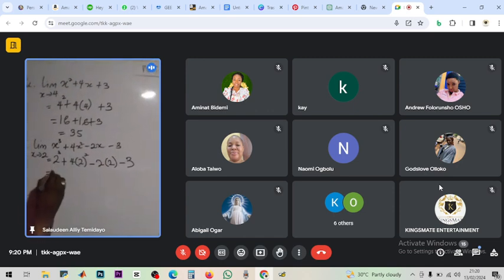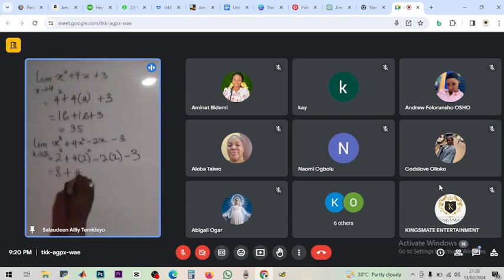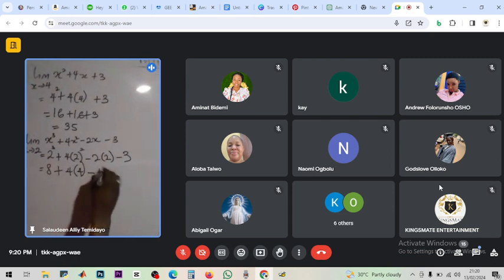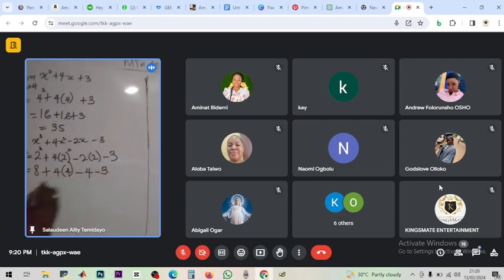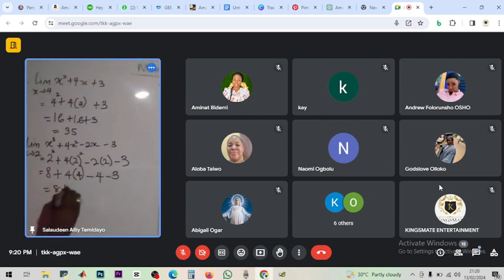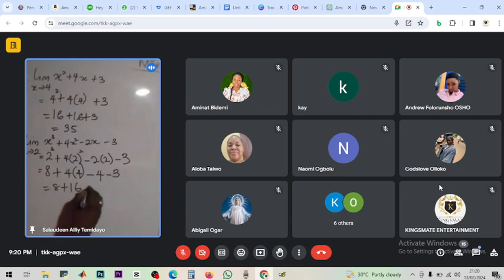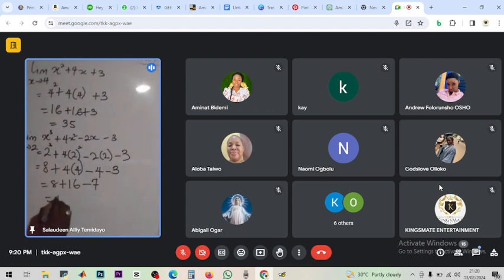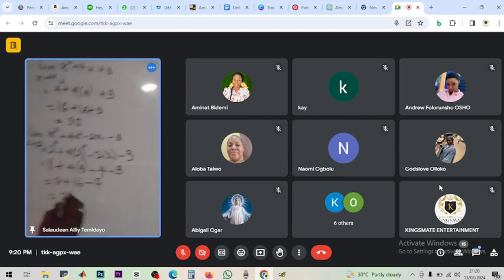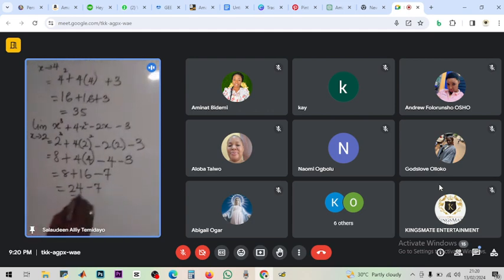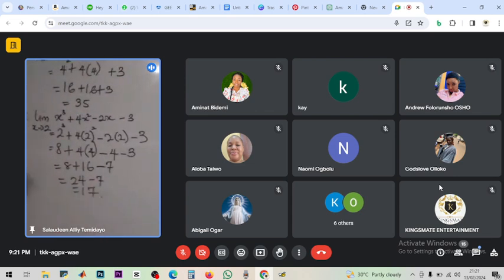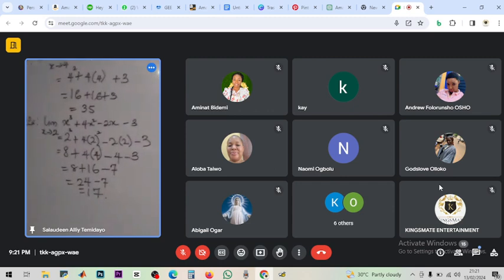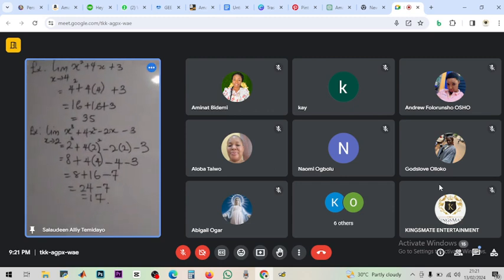So 2 raised to the power of 3 gives 8, plus 4 times 2 raised to the power of 2, which is 4, minus 2 times 2, 4, minus 3. I have 8 plus 4 times 4, 16, minus 7. So 8 plus 16 gives me 24, minus 7. So the final answer is 17. So the limit of this polynomial as x goes to 2 is exactly 17.